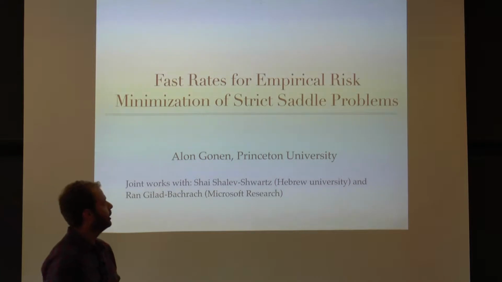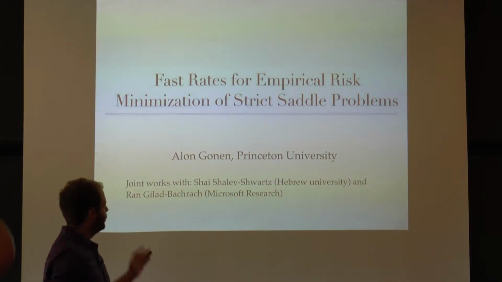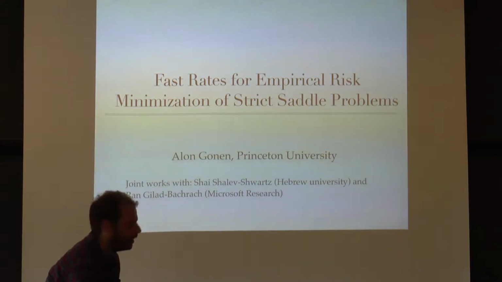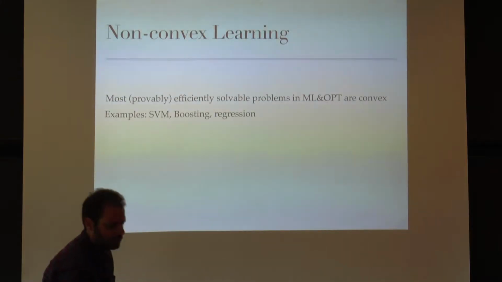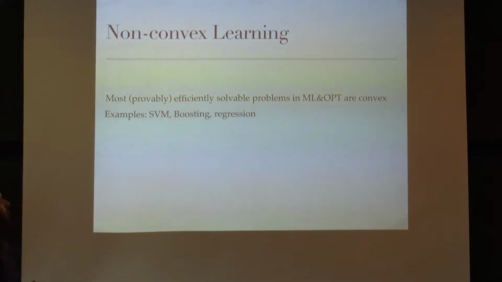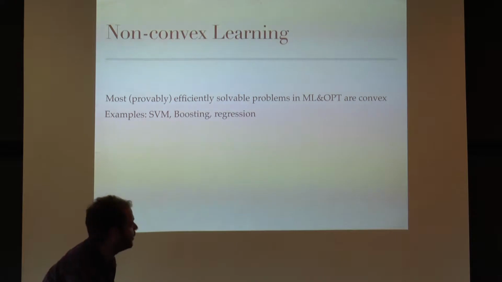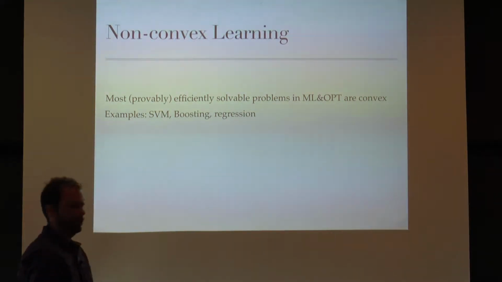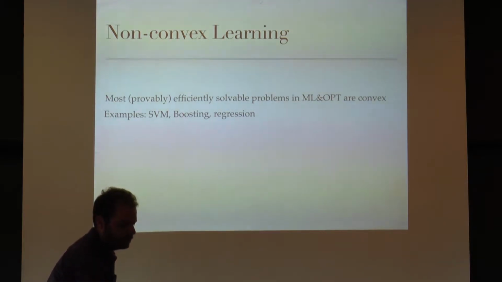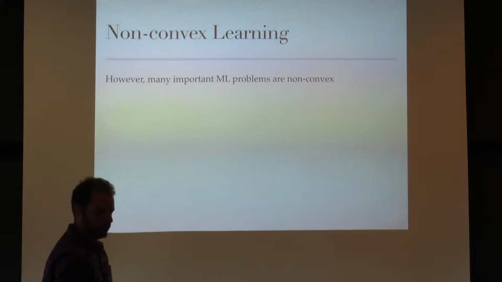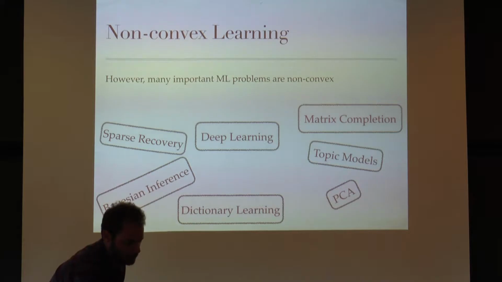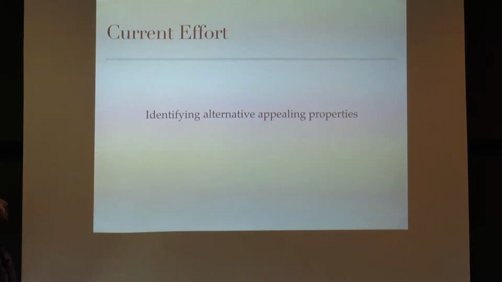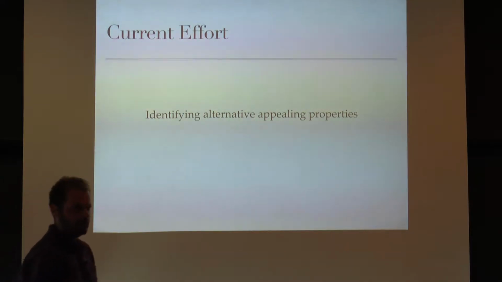So I will talk about fast rates for empirical risk minimization of strict saddle problems. This is mainly joint work with my PhD advisor Shai Shalev-Shwartz and also with Ran Gilad-Bachrach from Microsoft Research. As we know, most provably solvable problems in machine learning and optimization are convex. Examples include SVM, boosting, and regression, but many important ML problems are non-convex. Deep learning is very popular, but also sparse recovery, topic models, dictionary learning, all of these problems are inherently non-convex. And the current effort is to identify alternative appealing properties that allow us to efficiently learn.